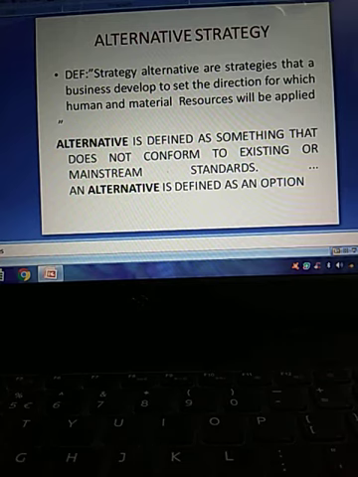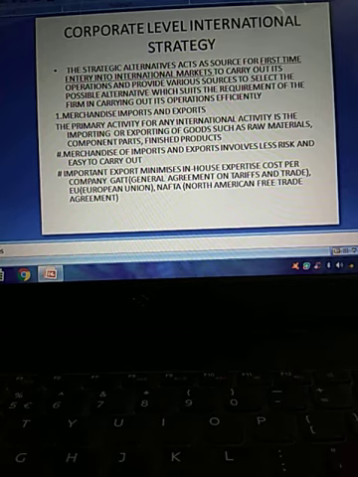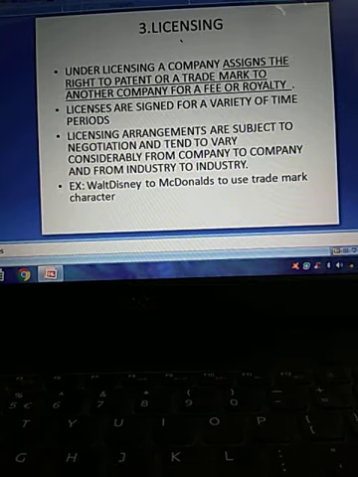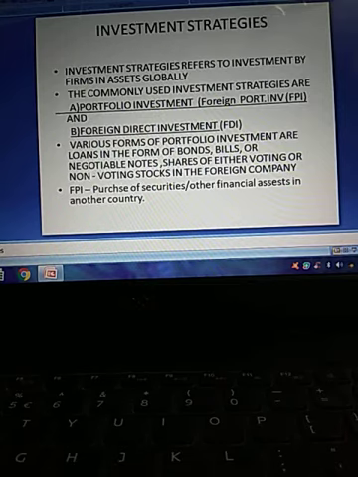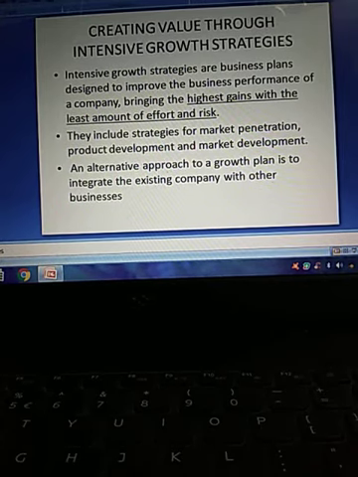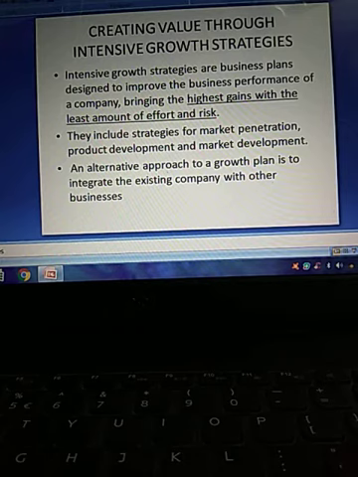In the last class we also discussed the corporate level international strategy, under which we covered service imports and exports, licensing, franchising, and investment strategies like FDI, foreign direct investment, and FPI, foreign portfolio investment. Now today we go for one more very important, very effective strategy as far as alternative strategies are concerned. What is that? Creating value through intensive growth strategies.